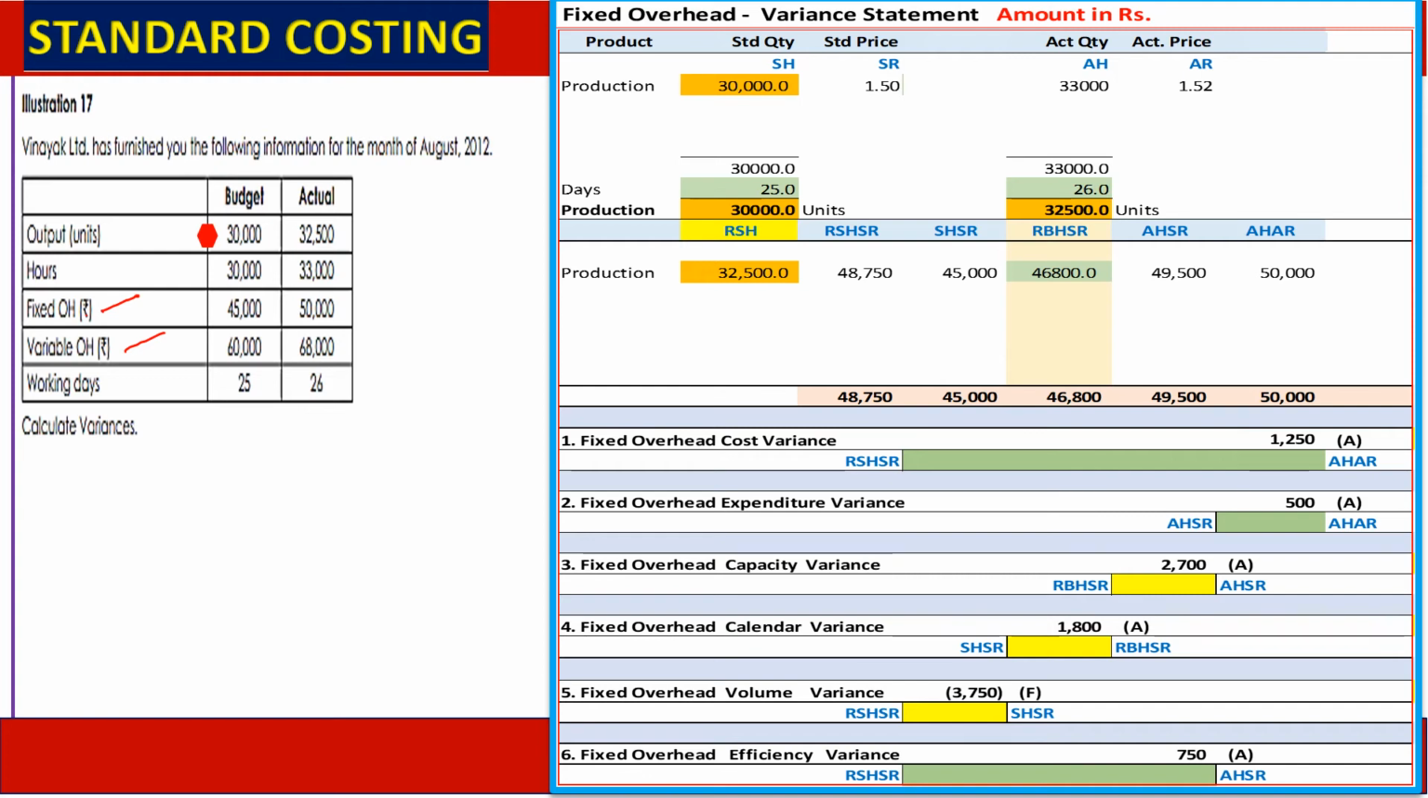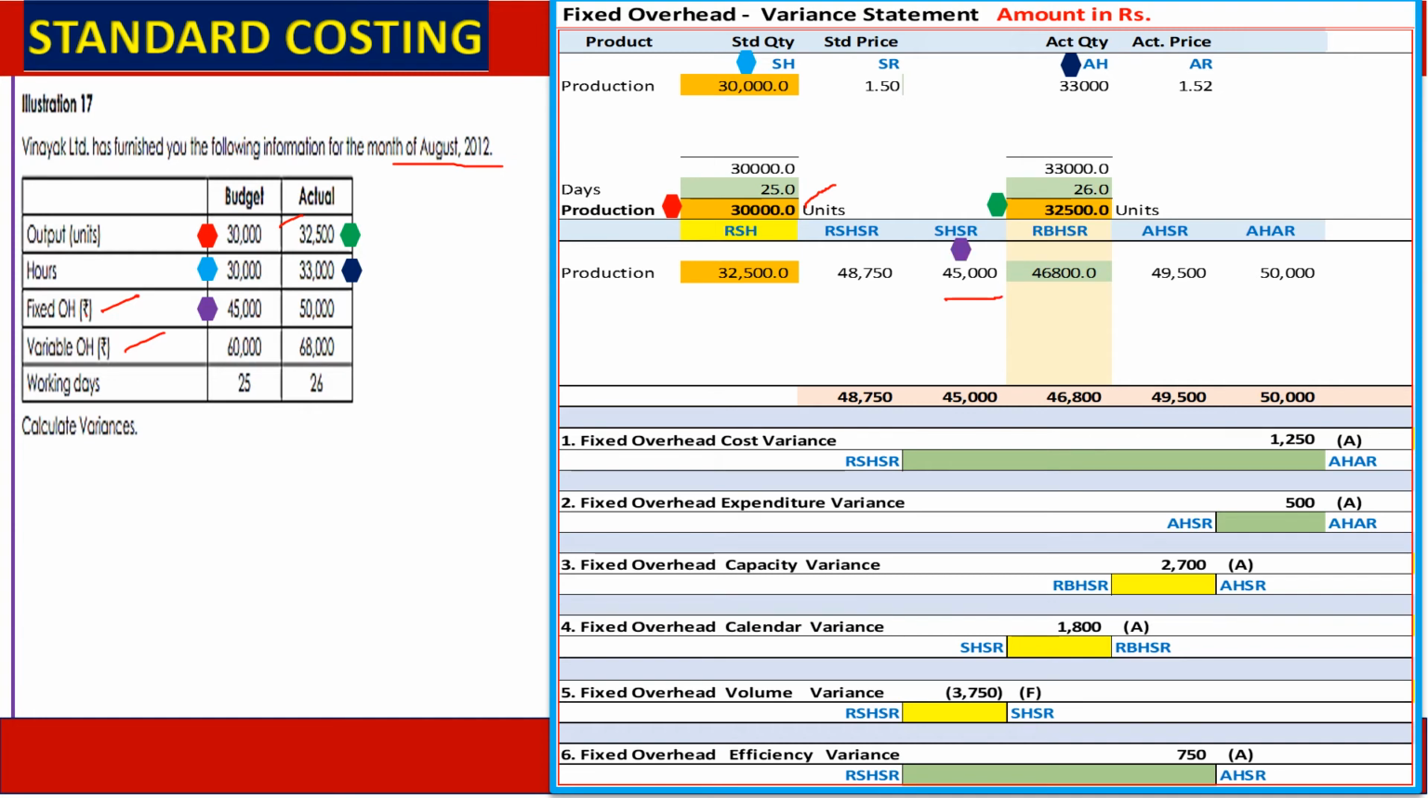Vinayak Limited has furnished you the following information for the month of August 2012. Output: keep the template as it is. 30,000 budgeted output and actual output is 32,500. Post that figure. Hours are 30,000 budgeted, 33,000 actual. Fixed overhead is 45,000 budget. That comes here.